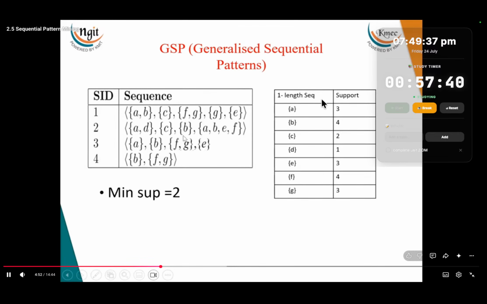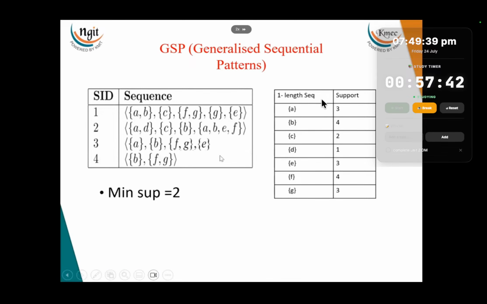So we have elements from A to G, and after that we need to find the frequency, or the support count, of each element. If I want to find the support count of A, in sequence 1, A is repeated 1, 2, 3, so the support count is 3. For B, it's 1, 2, 3, 4, so it is repeated 4 times. In the same way, we need to find it for the other elements, and now we compare this with the minimum support count.